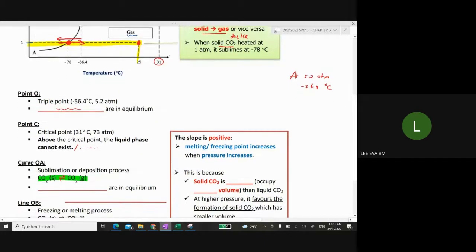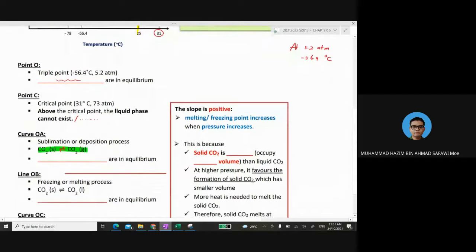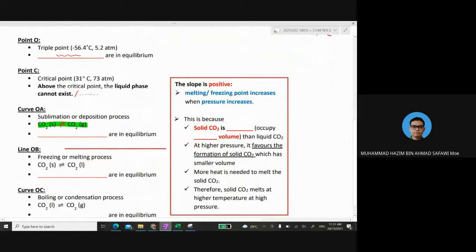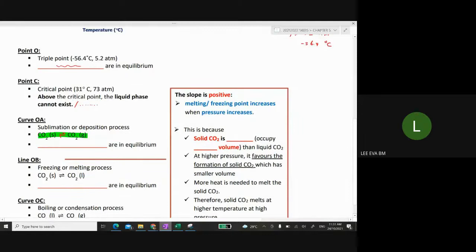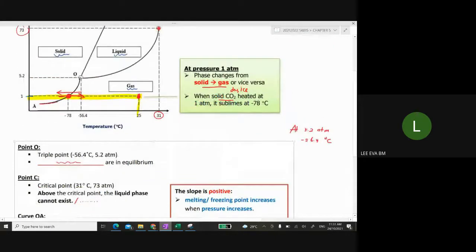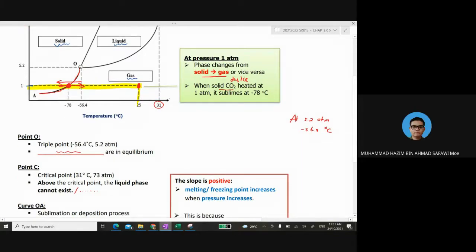Boleh ya isi sendiri. Madam, tempat kosong at point O, what should we write just now? What phase do you find at curve OA? Sama macam tadi. Curve OA. So tengok balik dekat sini. Curve OA refers to this line. Any point along this line, along this curve, what phase can you find? Solid dengan? Three phases. No. Along OA only. Solid and gas. Curve ini saja.